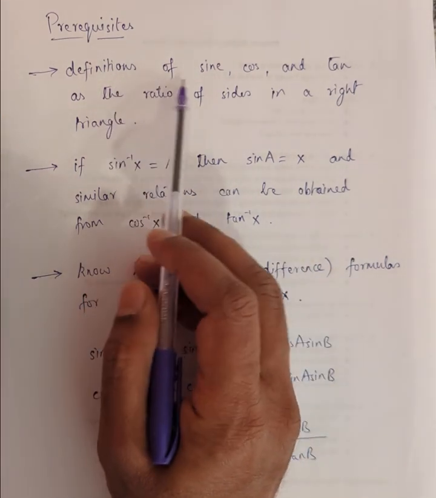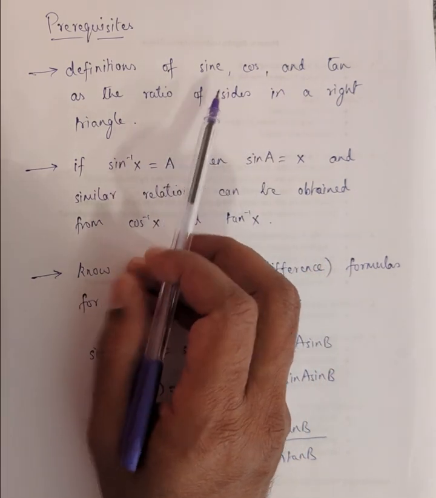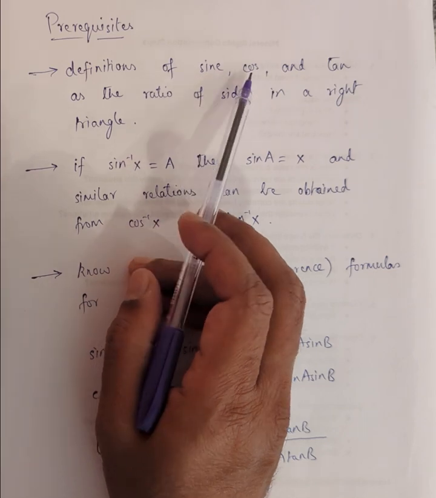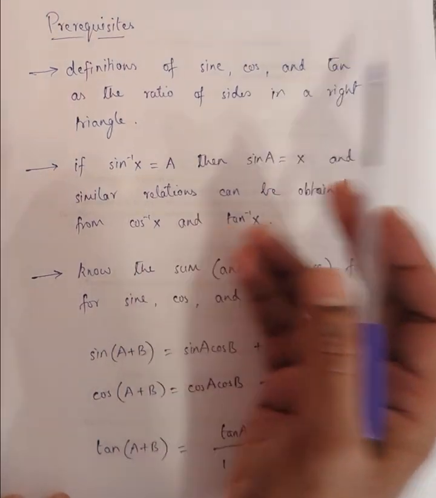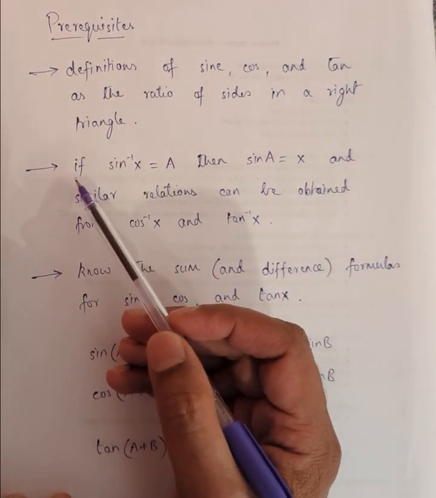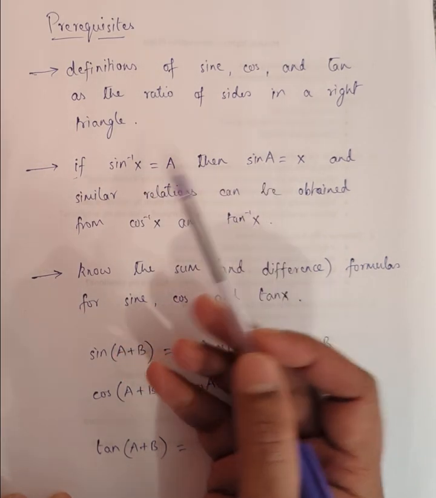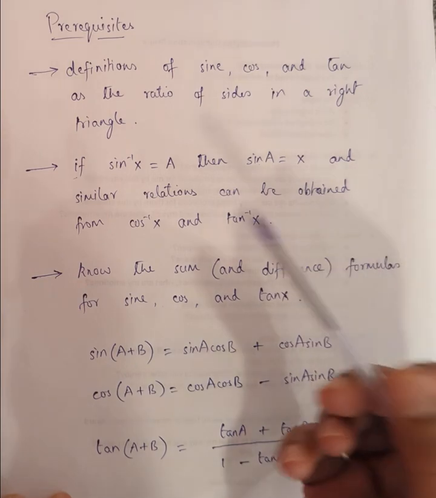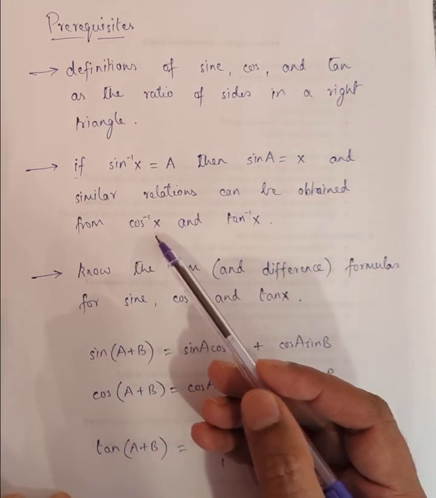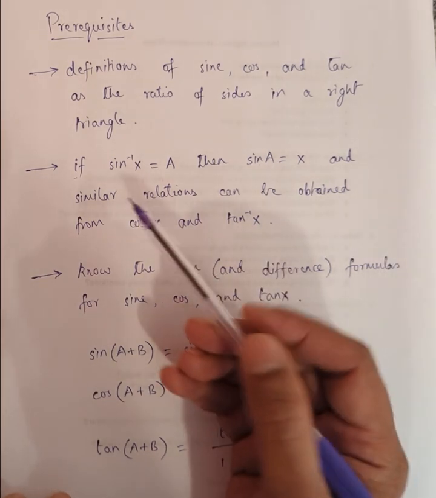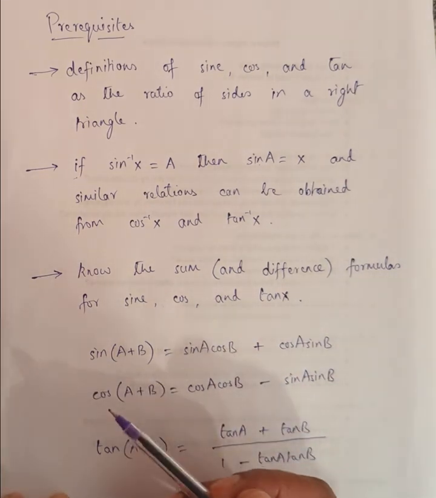First of all, we need to know the definitions of sine, cos, and tan as the ratio of sides in a right triangle. So sine is opposite over hypotenuse, cos is adjacent over hypotenuse, and tan is opposite over adjacent. And if sine inverse x equals a, what that means is sine a will be equal to x. Now, you should also be able to write similar relations for cos inverse and tan inverse. In other words, if cos inverse x is a, then cos a will be x, and so on.